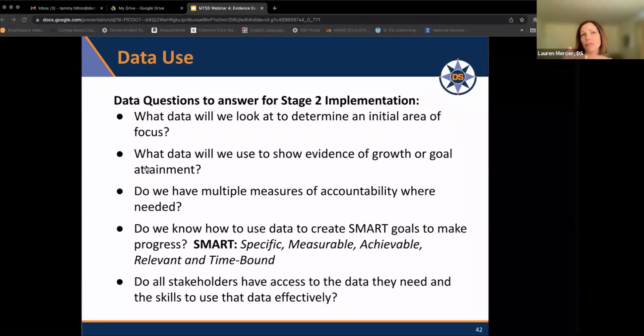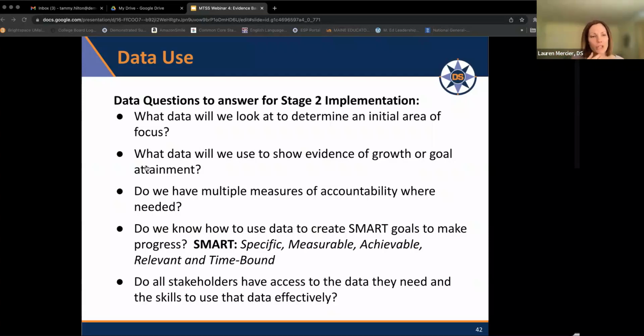We also spent some time talking about goals and SMART goals earlier on in the webinar series, but it's really important to articulate your goals, have your methods to monitor these goals, right? And have measures that you're going to use to make sure that you're attaining that goal. Okay. It's really important that that is articulated as you start this process.